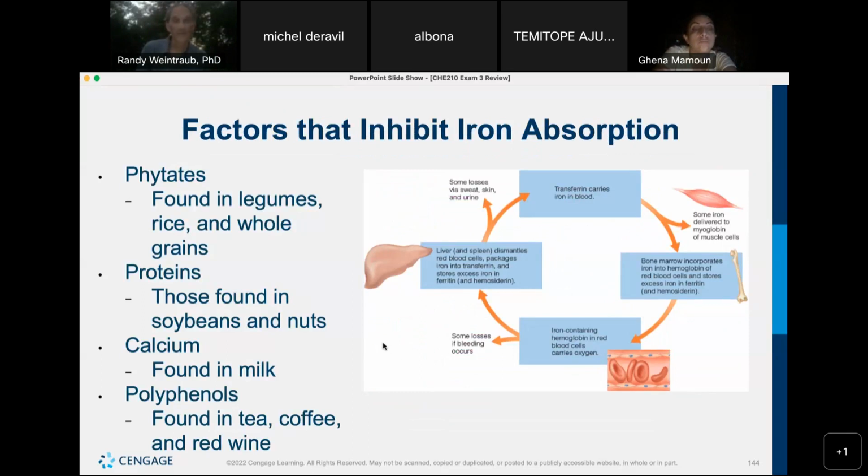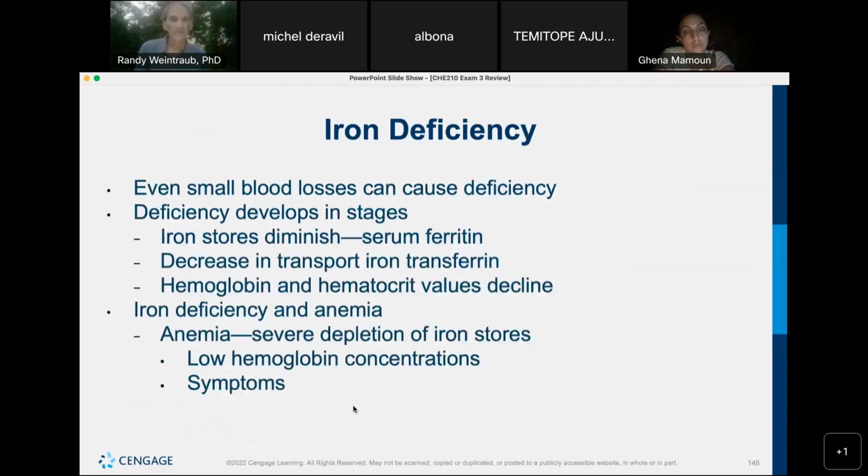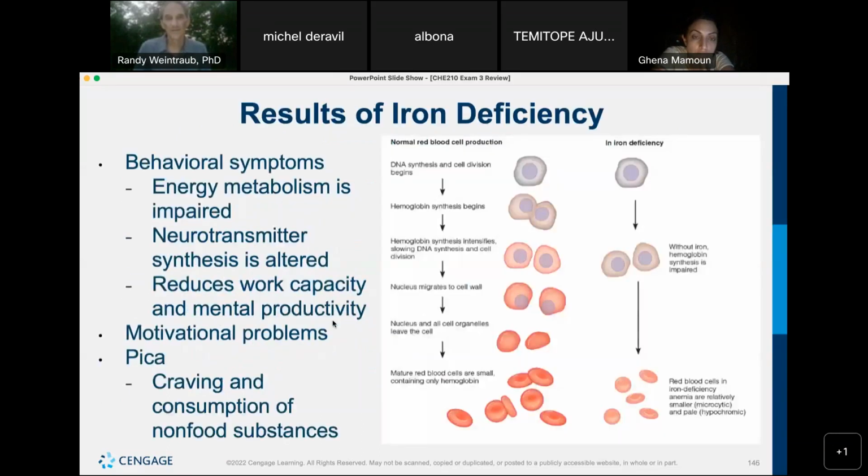Few factors that can inhibit iron absorption. Some phytates, which are found in legumes, certain proteins, calcium in milk, and some plant phytochemicals could inhibit absorption. Okay, really important, iron deficiency. Anemia, of course, iron is an important part of our red blood cells carrying oxygen. And so with iron deficient red blood cells, they're impaired. They don't work properly.